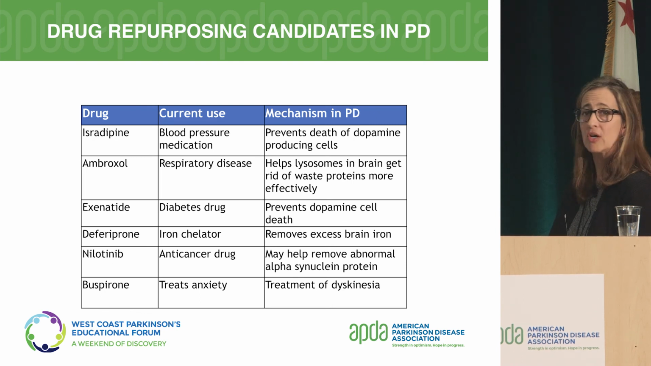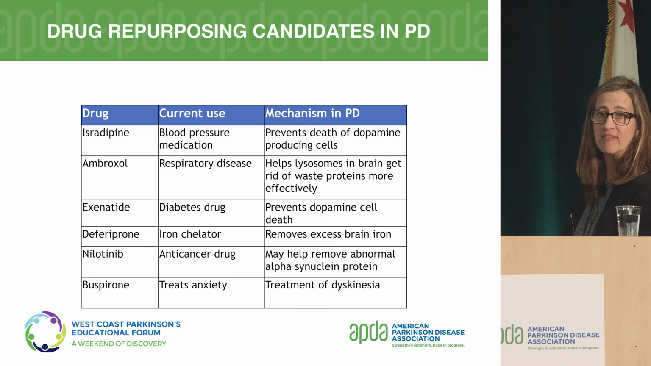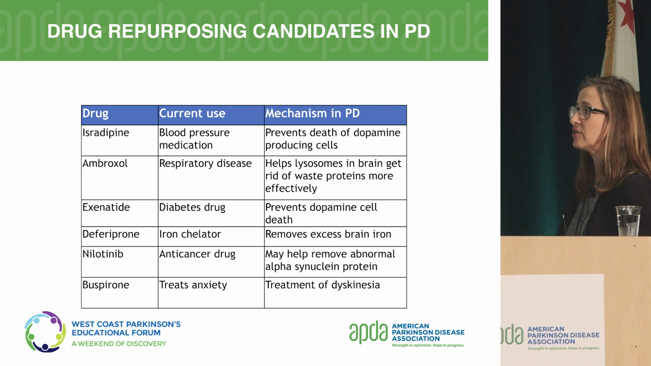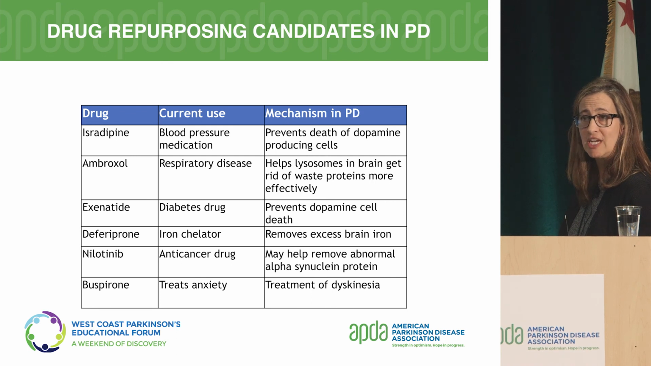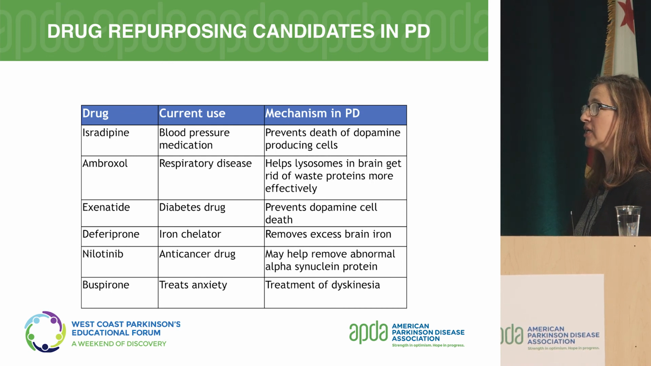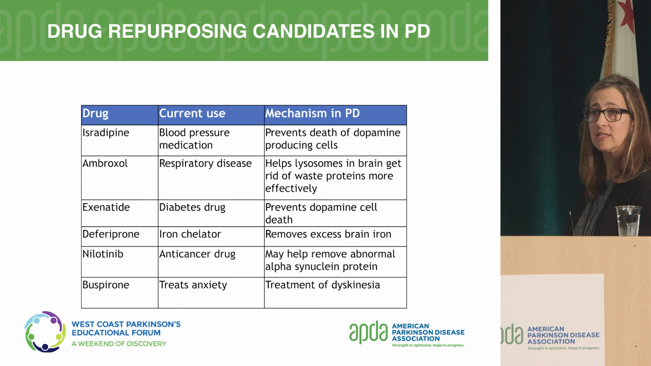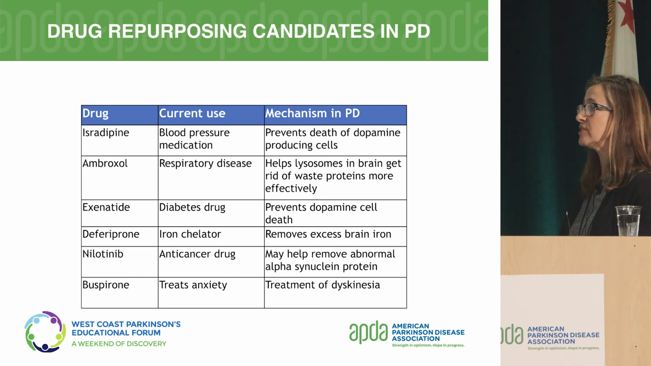These are some candidates. It's not all of them, but these are some interesting candidates that are being looked at in drug repurposing for Parkinson's disease. Some of these you may already have heard of. There's an antihypertensive that's being looked at for maybe preventing cell death in Parkinson's. There's one for respiratory disease that may help cells more efficiently get rid of waste proteins like alpha-synuclein. There are diabetes drugs that may also change the nature of the degeneration that's going on. There may be drugs that help symptomatically, like buspirone, which is an old anxiolytic, old anti-anxiety medication that may be useful in treating the abnormal movements that we call dyskinesias.